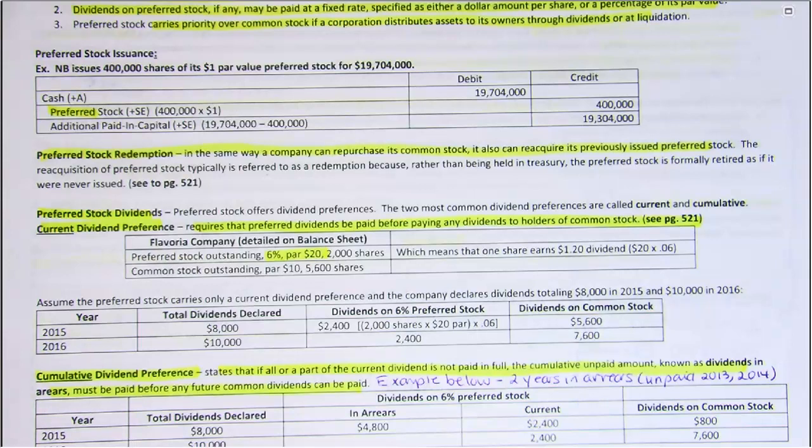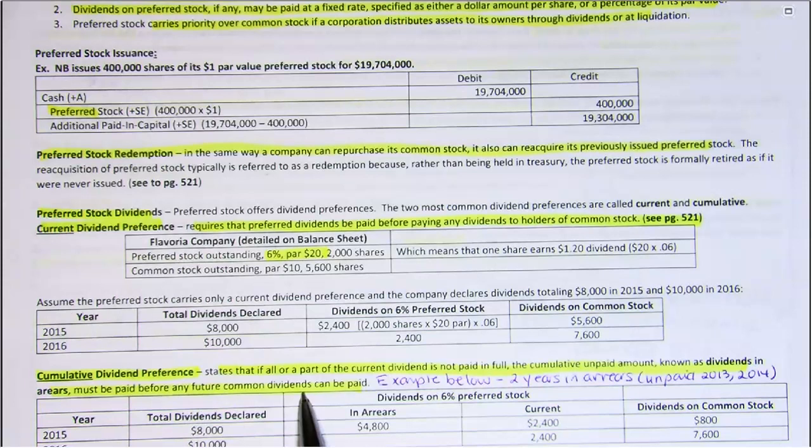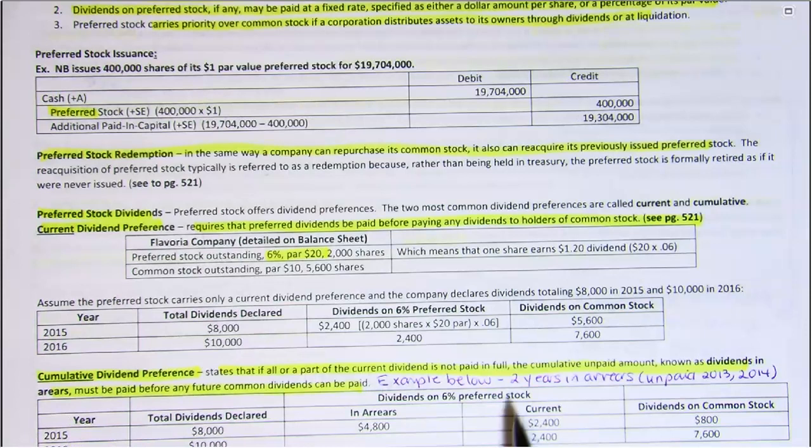Now, if the preferred stockholders also have the cumulative dividend preference, that means that if all or part of the current dividend is not paid in full, then the cumulative unpaid amount, which is called dividends in arrears, must be paid before any future common dividends can be paid. So in our example here in 2015, 2 years of dividends are in arrears. In other words, no preferred dividends were distributed in 2013 and 2014.